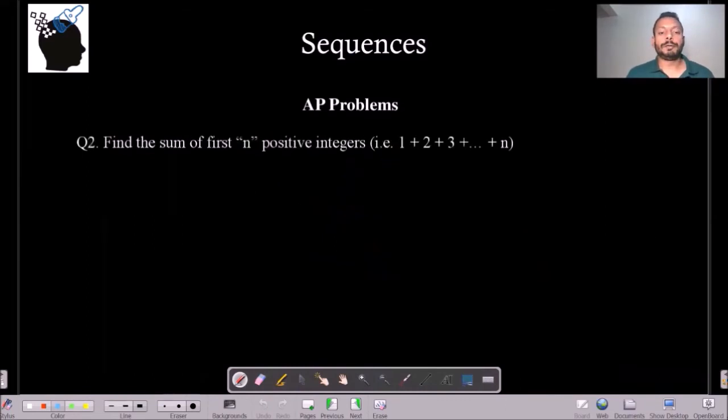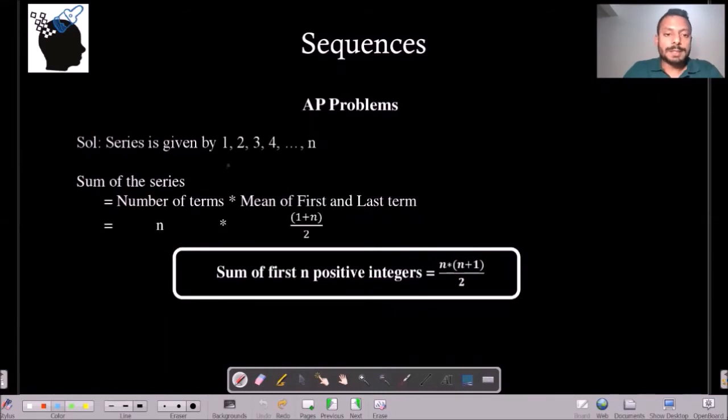So find the sum of first n positive integers. That is the sum of 1, 2, 3 up to n. Again, you can pause the video and give it a shot, and once you are done, you can resume the video. I hope by now you would have solved the problem. So let's give it a shot.